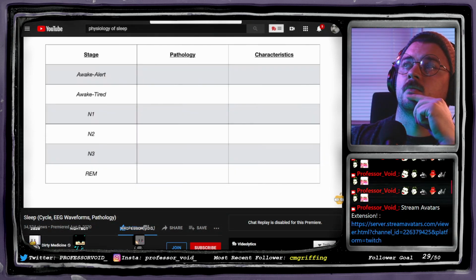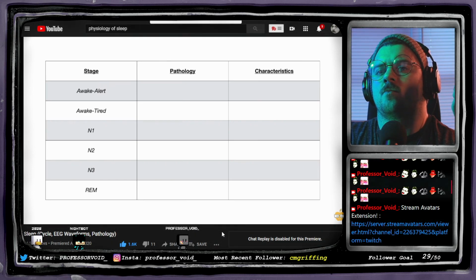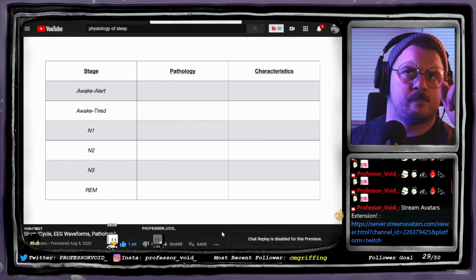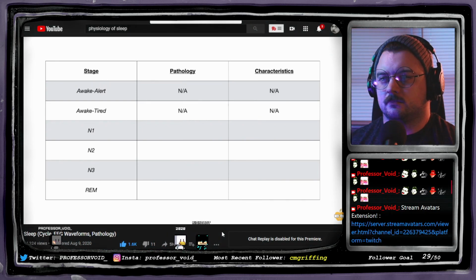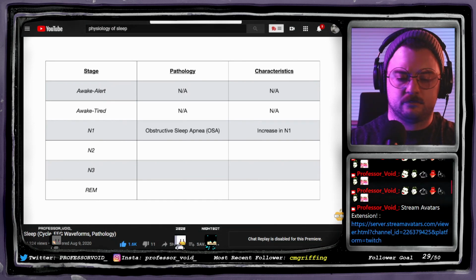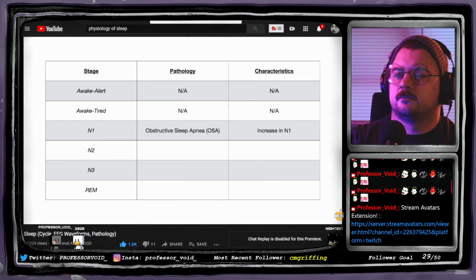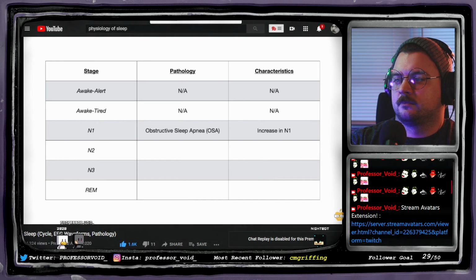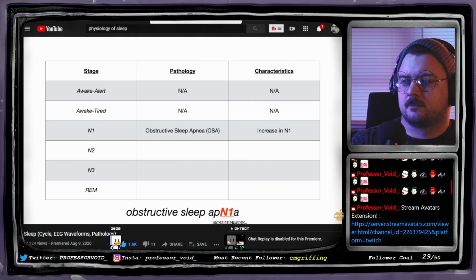So again, I think the easiest way to approach this is to just simply go through a chart, fill it in, and allow you to make those visual connections and conceptualize all this information. For awake alert and awake tired, there's no pathology there, okay? So we're gonna skip those stages. But let's begin by talking about N1. So in N1, this is affected by obstructive sleep apnea. And when somebody has obstructive sleep apnea, it actually increases their N1 sleep. And the way that you would remember that, and my mnemonic, is to write obstructive sleep apnea and replace the E with the 1. So just like I did that for myoclonic jerks, I do the same thing for obstructive sleep apnea. And it just, you know, visually, I can remember it.